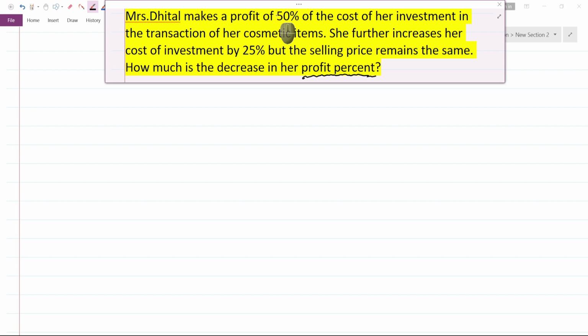We can solve it by letting x, or by assuming that our investment is Rs 100. I will solve it by assuming that our investment is Rs 100, and I will also solve it by letting x. First I will solve it by taking the investment as Rs 100. So let's see the solution.